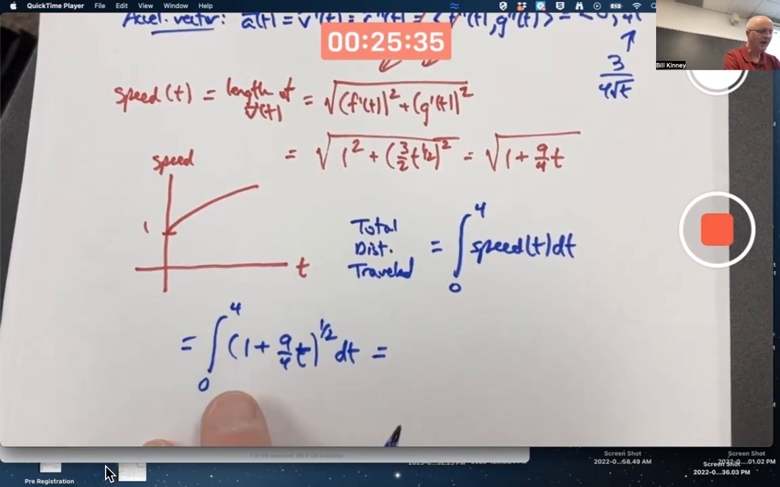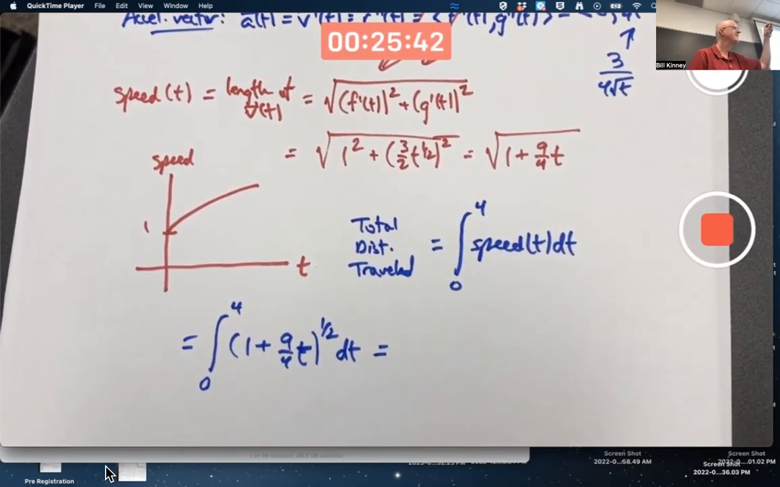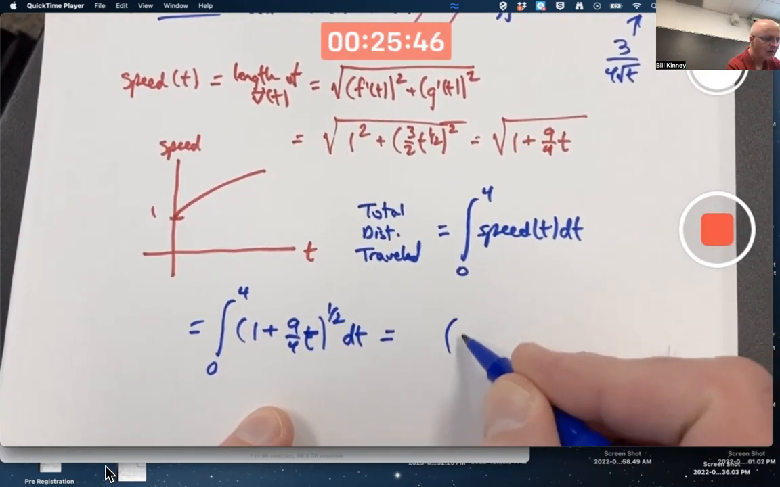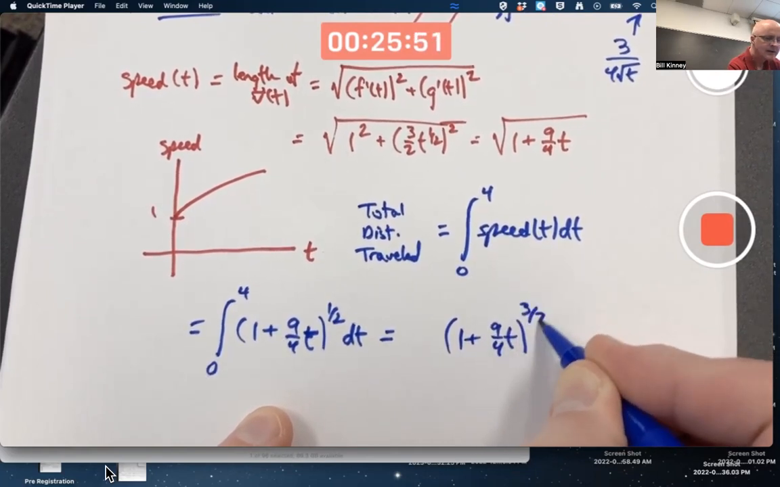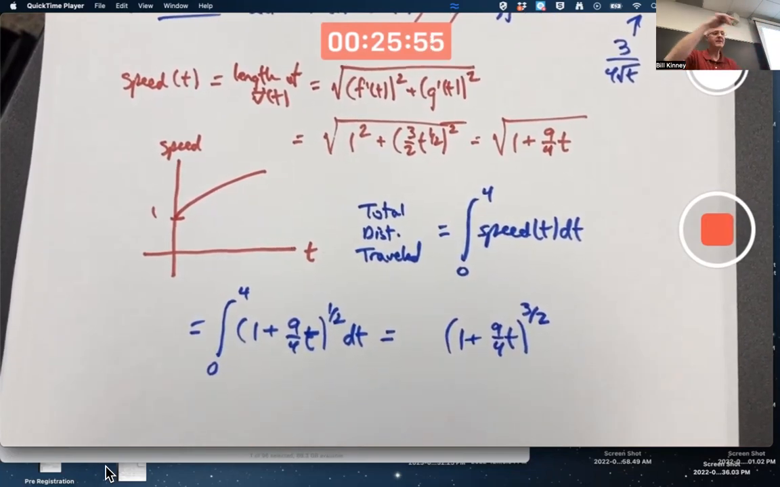It's got to still involve 1 plus 9/4 times T, and it would have to be to the 3/2 power, right? Because if you had something like this, 1 plus 9/4 T to the 3/2 power, the derivative of that, you'd bring the 3/2 down and get a 1/2 power, right? 3/2 minus 1 is 1/2. But then the chain rule would give you an extra factor of 9/4, which we do not have there.